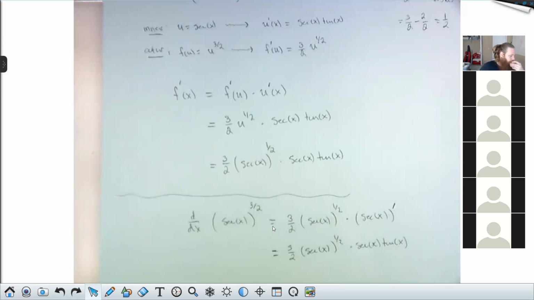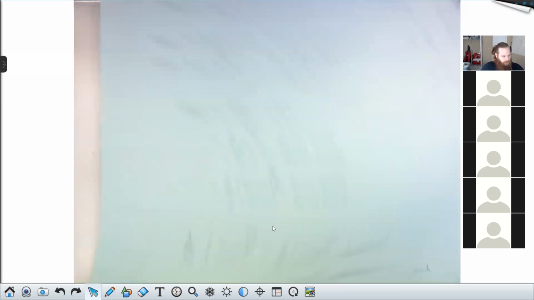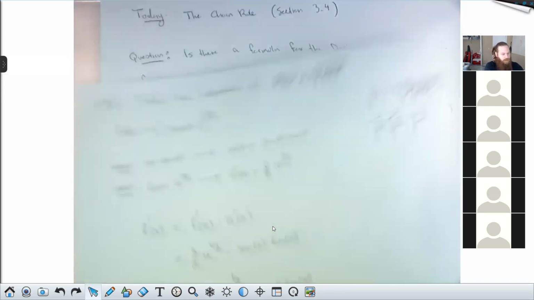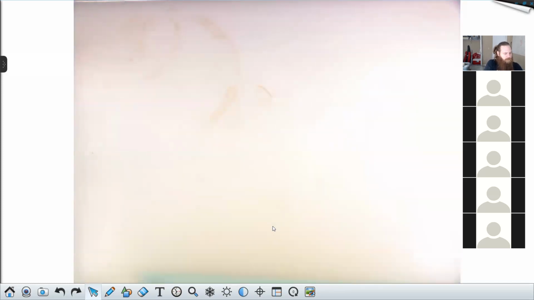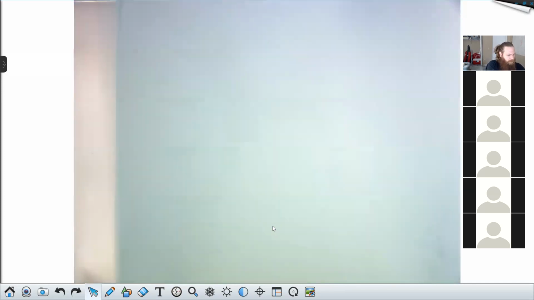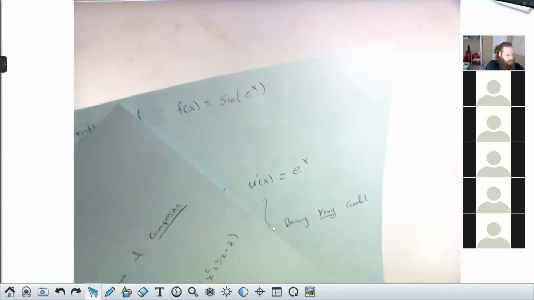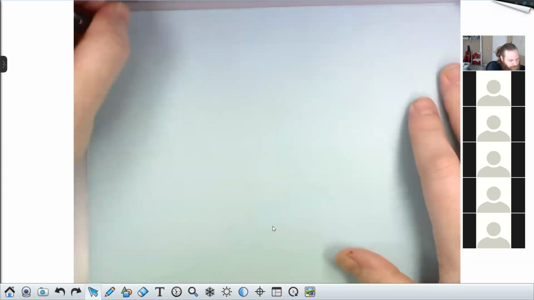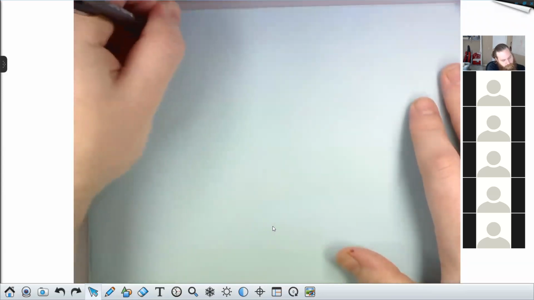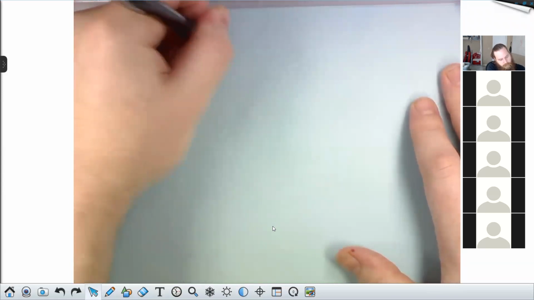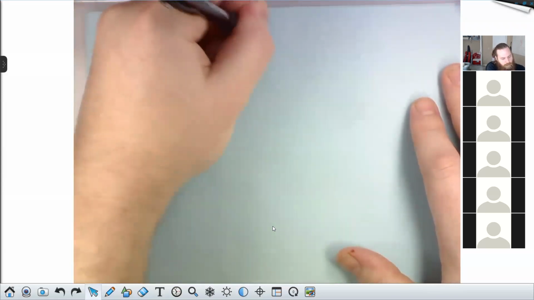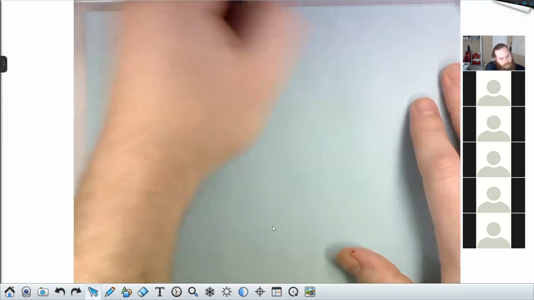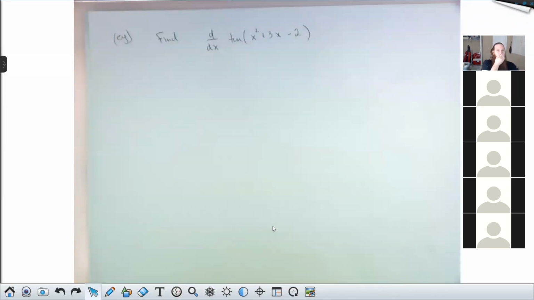All right. Let's see if we can't do that. Didn't we have one more? Yeah, let's see if we can't do this last one, this tangent, without the explicit breakdown there. So this was x squared plus 3x minus 2 inside tangent. So what I want to do here is acknowledge that this is a composite function.